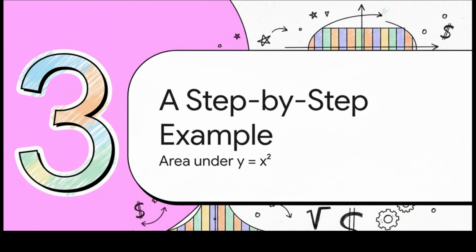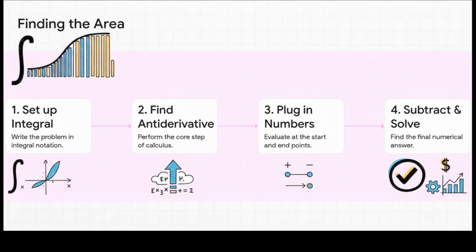Okay, enough with the theory. The best way to really get this is to see it in action. So let's take a pretty common curve, y equals x squared, and let's actually calculate the exact area underneath it. The whole process is basically like a four-step recipe. It's super straightforward. First, we write the problem down using that integral notation we just learned. Second, we do the main calculus move, which is called finding the antiderivative. Third, we plug in our start and end points. For this problem, we're going from 0 to 2 on the x-axis. And finally, we just subtract to get our answer.